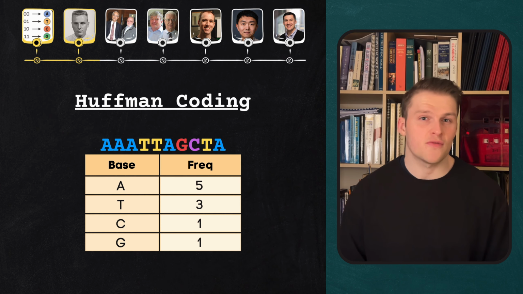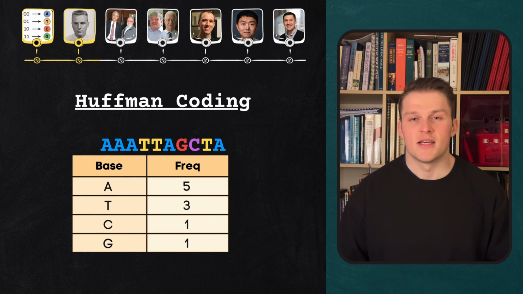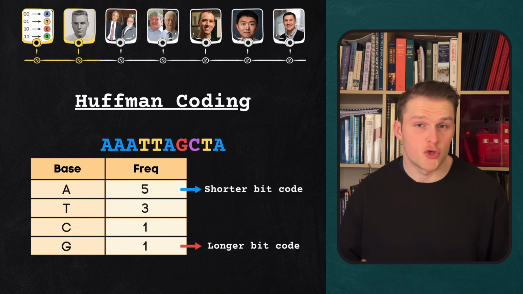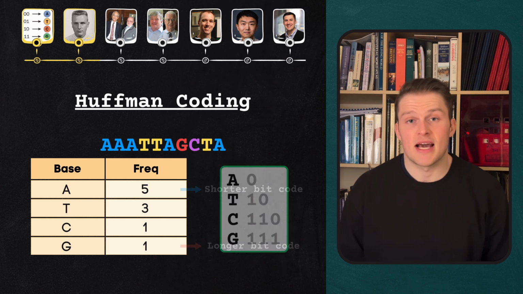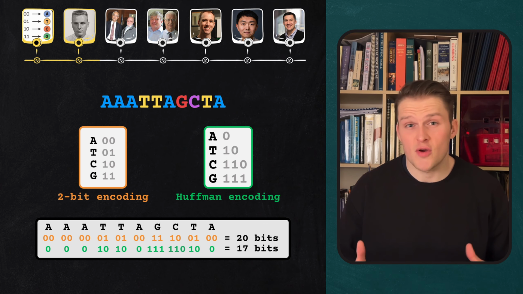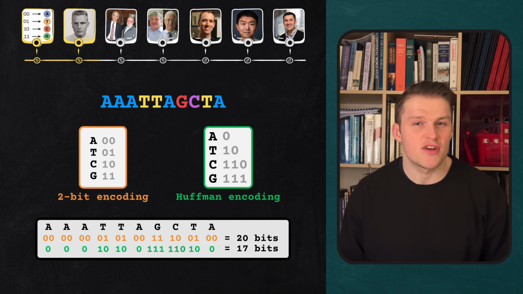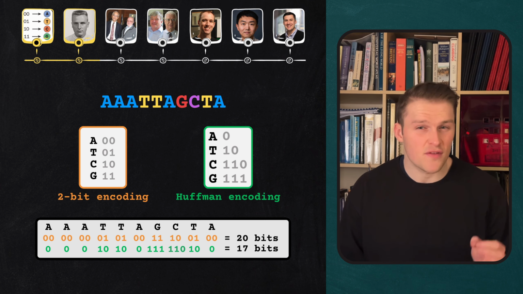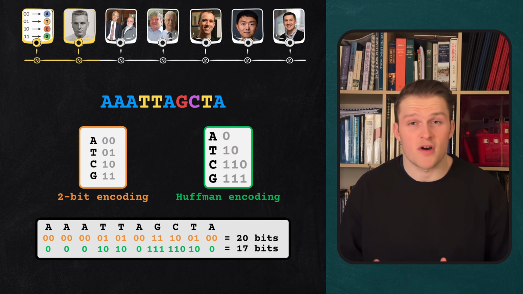First, we count how often each base appears in our sequence. Instead of giving each base the same 2-bit code, Huffman would assign shorter codes to the more frequent bases. Now, instead of each base taking exactly 2 bits, the length varies. A only needs 1 bit. If we encode our sequence with these codes, the average bits per base drops from 2 to just 1.7. That's another 15% reduction on top of our earlier savings.